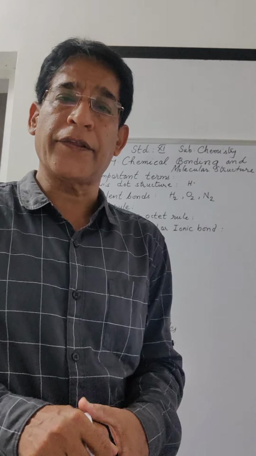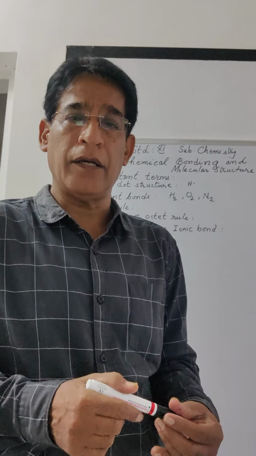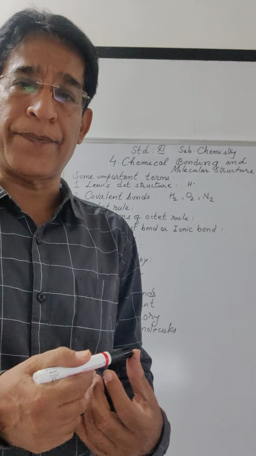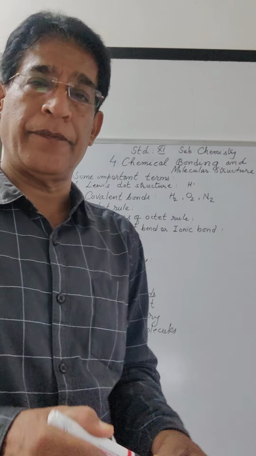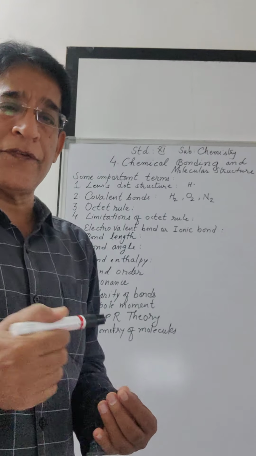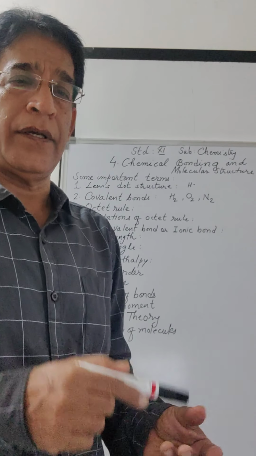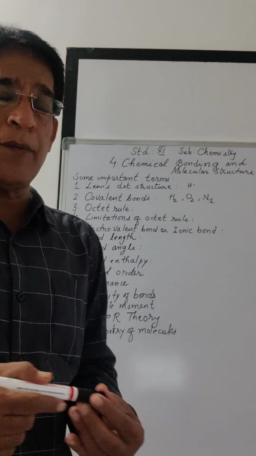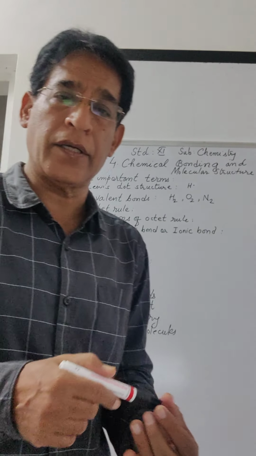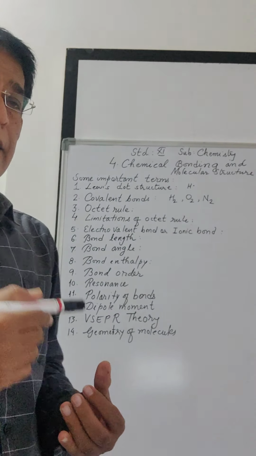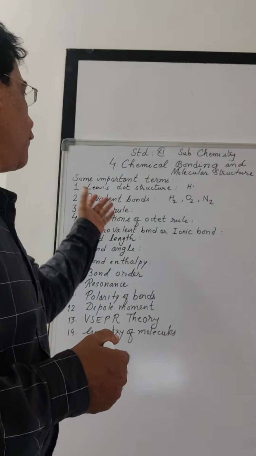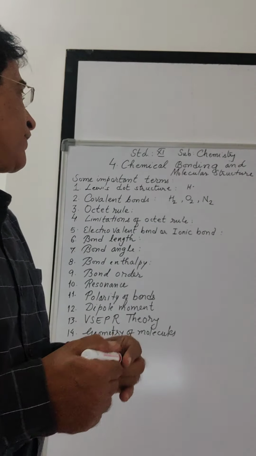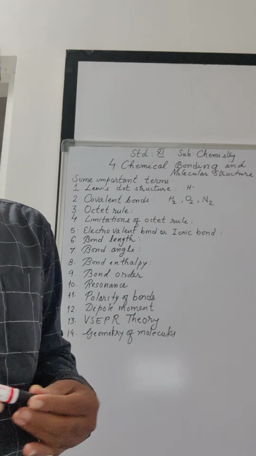Good morning, students. Let's begin a new chapter of class 11, and the name of the chapter is chemical bonding and molecular structure. And the important topics, first, Lewis dot structure.